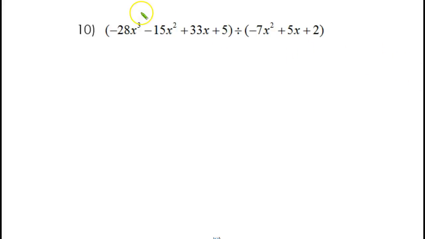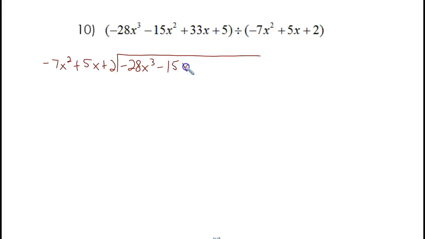All right, so we're going to start with our countdown. 3, 2, 1, 0. All terms are represented. I do not need any placeholders. 2, 1, 0. All terms are represented here. I don't need any placeholders, so I can go ahead and proceed to my division. I'm going to divide negative 7x squared plus 5x plus 2 into negative 28x to the third minus 15x squared plus 33x plus 5.